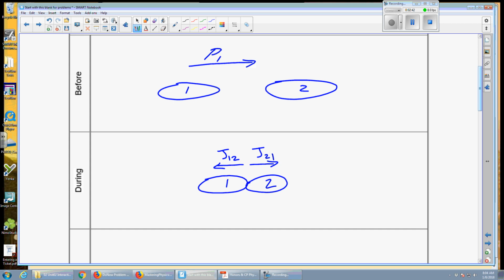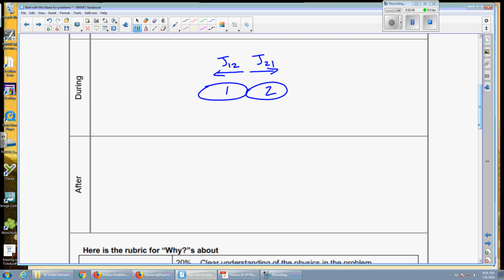All right? And then afterwards, I'm going to predict that 1 is going to continue forward slightly, so I'm going to give it a small momentum this way. 2, I think, is going to have a larger momentum. I'm going to call that momentum after, shown with that little tick mark, 2, and momentum after, shown with the tick mark, 1.